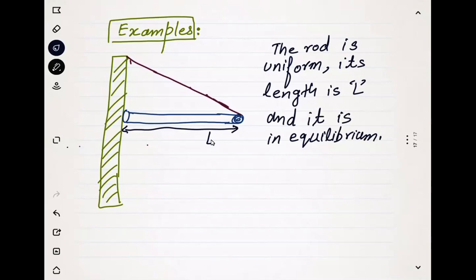And this angle is given, and this angle is called theta. And the rod is, just for example, hinged here, and this point will become the pivot of rotation if the rod rotates. So this is a uniform rod, its length is L, and the rod is in equilibrium.